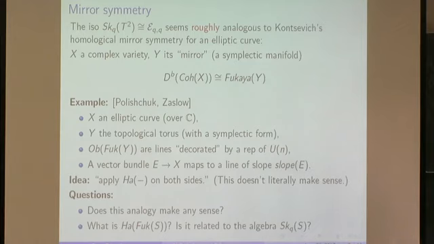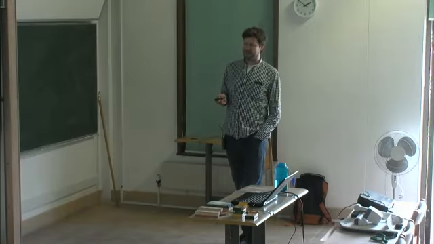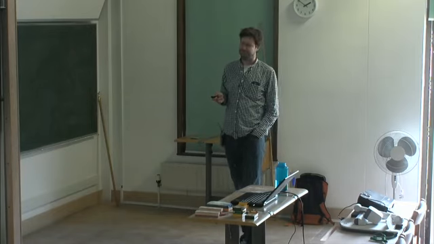So this leads to a couple of questions. First, does this analogy make any sense at all? One of the problems in trying to make this a precise statement is that the Fukaya category has no a priori relation to the skein algebra. The only similarity is that objects in it look a little bit like elements in the skein algebra. For the rest of the talk, I'll try to expand on that point and say: what is the Hall algebra of the Fukaya category of a surface, and is it related to the skein algebra?